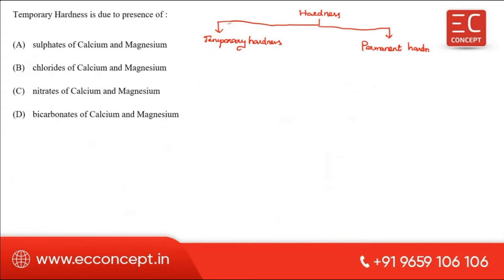So temporary hardness is defined as carbonate (CO3 2-) and bicarbonate (HCO3-) of calcium 2+ and magnesium 2+. So temporary hardness means carbonate and bicarbonate of calcium and magnesium.